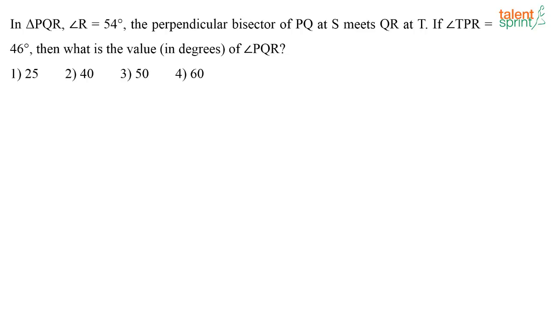In triangle PQR, angle R is 54 degree. The perpendicular bisector of PQ at S meets QR at T. If angle TPR is equal to 46 degree, then what is the value of angle PQR?